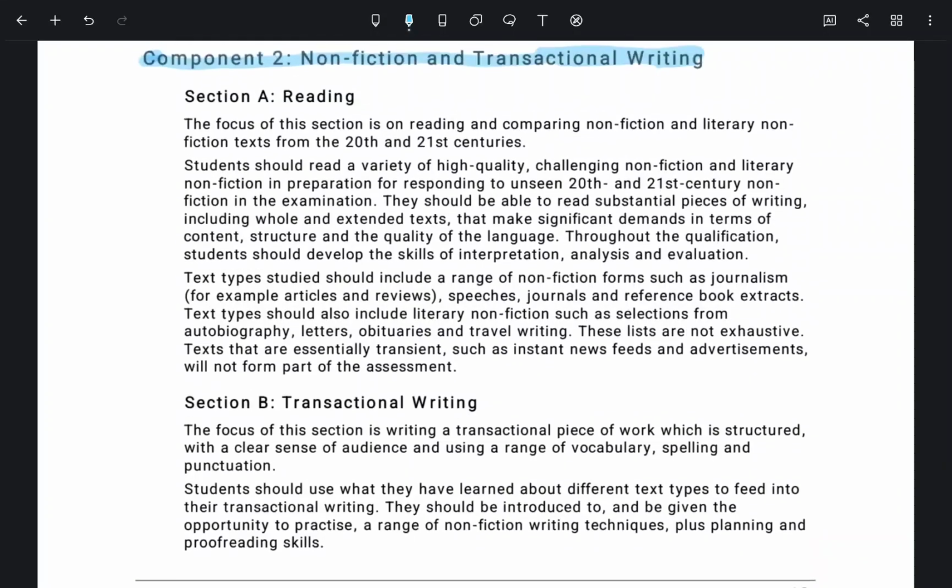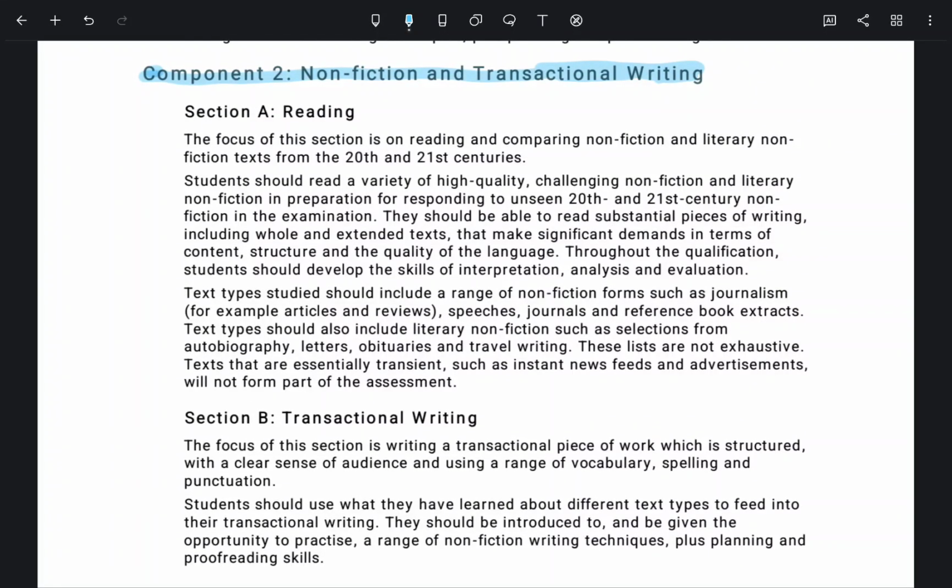Now, what are some texts that you may come across in your exam? Okay, it could be, for example, articles and reviews. It could be speeches. It could be journals, and it can be reference book extracts. Okay, so these are some things that you can come across. And also, what are some literary non-fiction texts that you may come across in your exam? An autobiography, letters, obituaries, and travel writing. These are some things for you to remember. So these are not exhaustive. So texts that are essentially transient, such as instant news feeds and advertisements, will not form parts of the assessment.